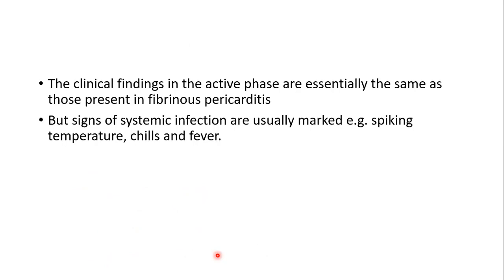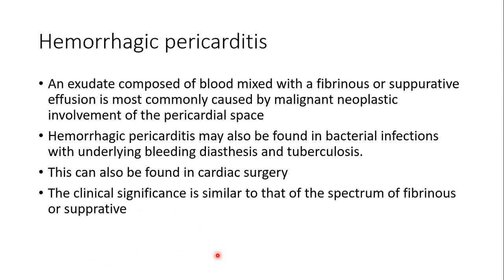There could be fever, chills and rigor, and the rest of them. Okay, so we also have the hemorrhagic pericarditis. For hemorrhagic pericarditis, an exudate composed of blood mixed with fibrinous or suppurative effusion is most commonly caused by malignant neoplastic involvement of the pericardiac space. Hemorrhagic pericarditis may also be found in bacterial infections, and with underlying bleeding diathesis and tuberculosis.